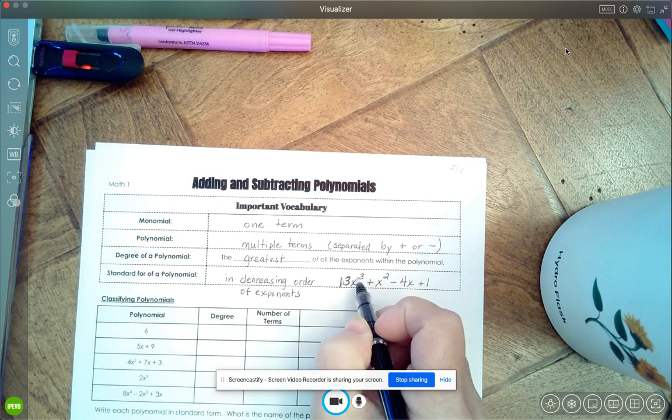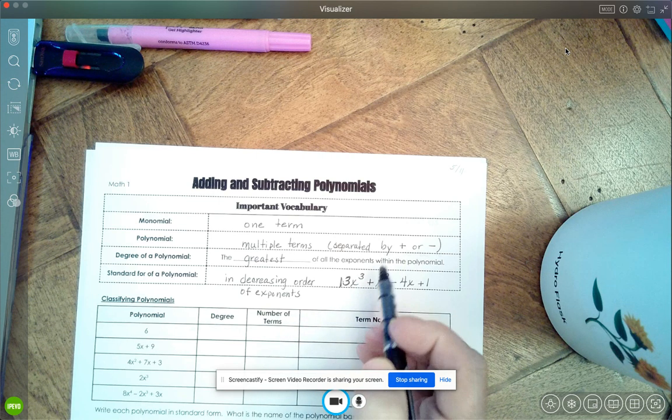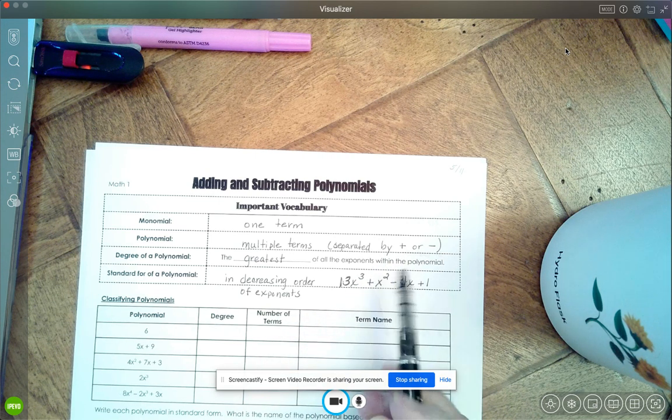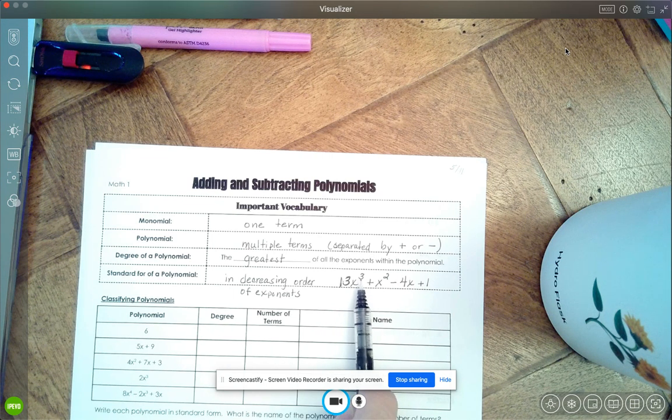Here is my degree of the polynomial, whatever exponents it's raised to. And in standard form, it goes from the greatest exponent, and they go in decreasing order. 3, 2, 1, and then there's no exponent. Okay?